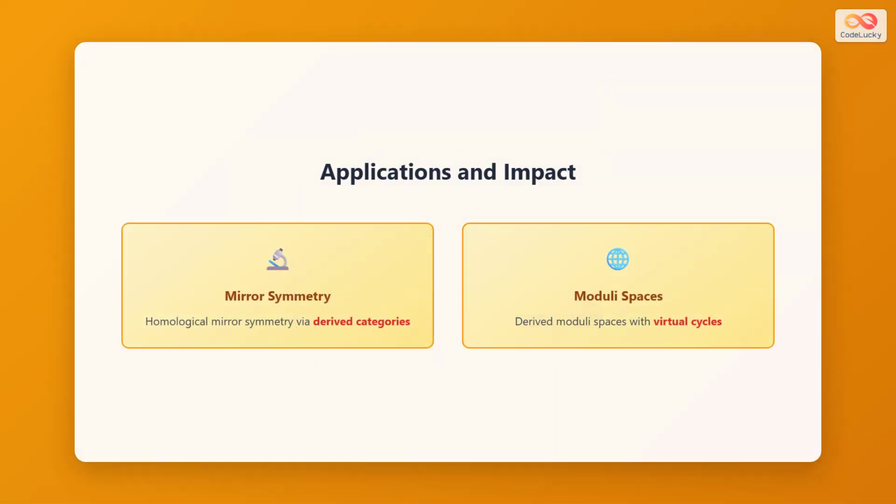Applications and impact. Mirror symmetry: homological mirror symmetry via derived categories. Moduli spaces: derived moduli spaces with virtual cycles.